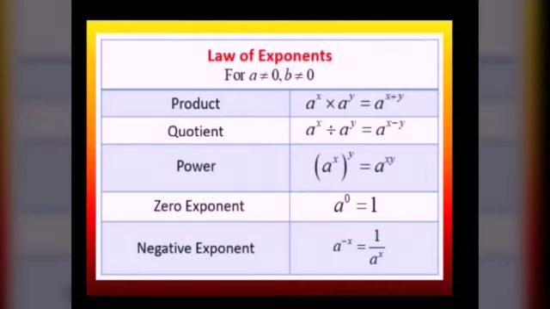Next, power to the power. A raised to the power x, to the power y, we multiply the powers, that means equal to a raised to the power x multiplied by y. Zero exponent: a raised to the power 0 equals 1. That means any digit with power 0, the answer is 1. Negative exponent: a raised to the power minus x, then we take the reciprocal of the base, that means 1 by a raised to the power x.